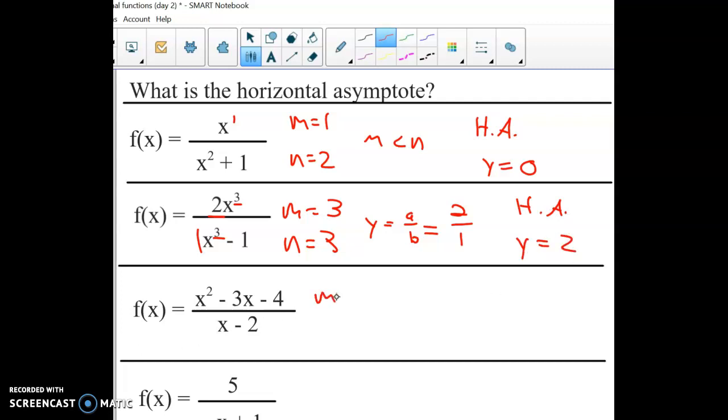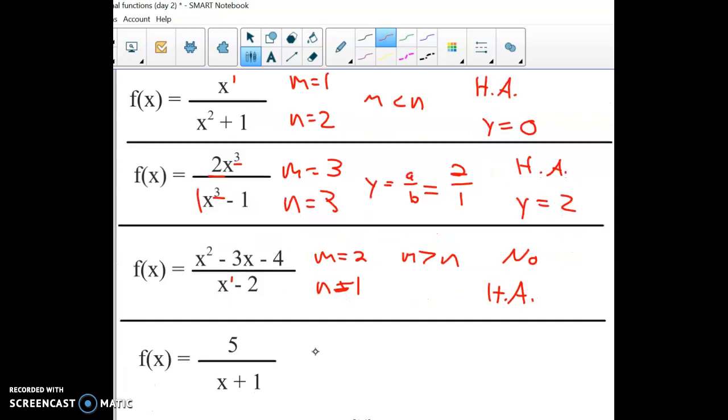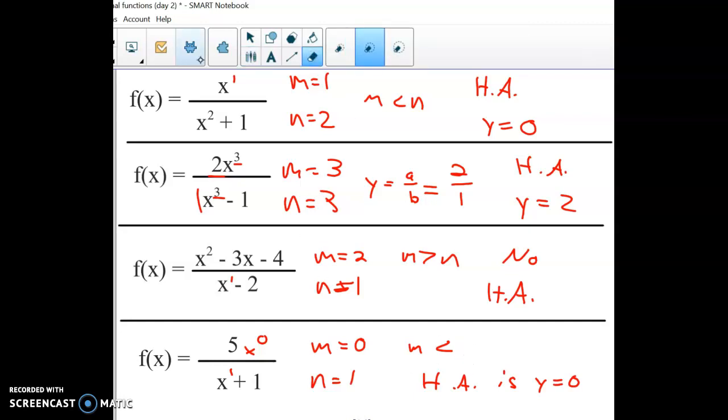All right, next one, m is 2, n is 1. This n is just a 1. So m is greater than n, so we have no horizontal asymptote. Okay, last one kind of slid off the page here, but m was actually 0. There's kind of an x to the 0 here, and n is just 1. So we have m less than n again. So the horizontal asymptote in that case is y equals 0. Sorry, my pen is still kind of going wonky here.